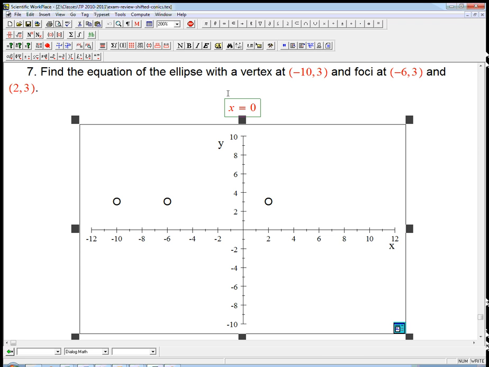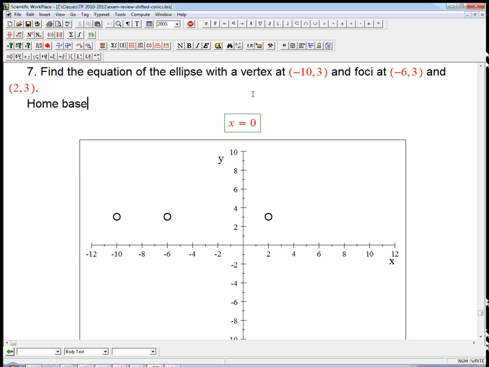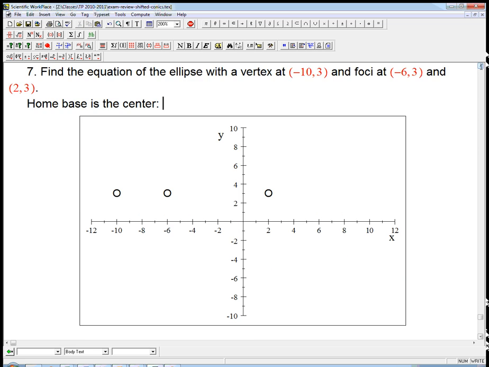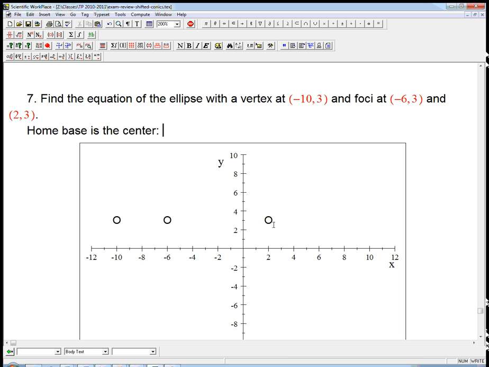Well, as I said, the home base here is the center. We're going to need that. That gives us the shifting. Everything is calculated relative to the center. Let's delete that. We don't need that anymore. And so the center, well, where is the center? It's halfway between the foci. The foci are supposed to be symmetrical around the center. So that's going to be the midpoint of the segment between the 2 foci. How do you get a midpoint? You just average the coordinates.